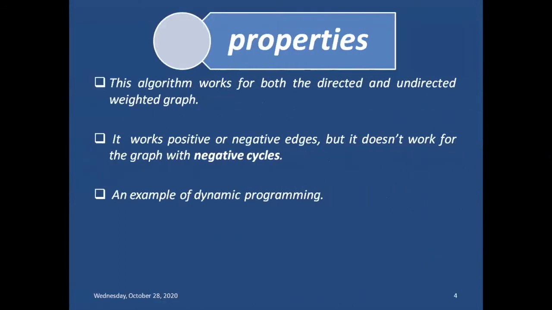Now, next, the properties of the Floyd-Warshall algorithm. The first property: this algorithm works for both directed and undirected weighted graphs, and it works with positive or negative edges, but does not work with a negative cycle. The Floyd-Warshall algorithm is an example of dynamic programming.